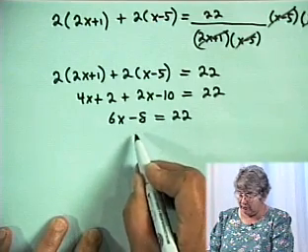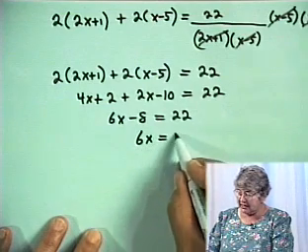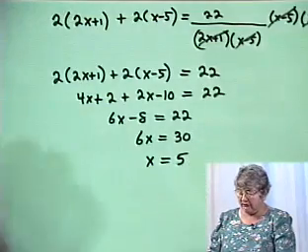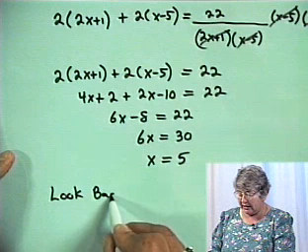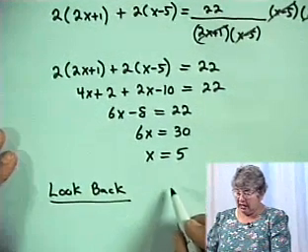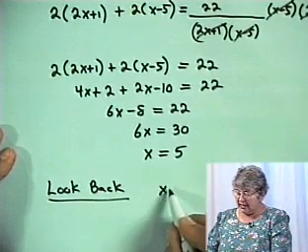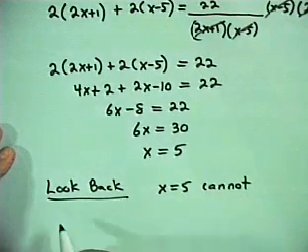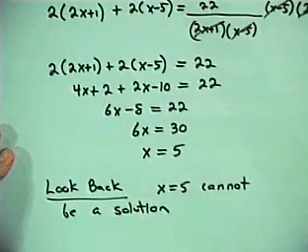Adding a positive 8 to both sides of the equation, we will have 6x equals 30. Dividing by 6, we have x equals 5. But remember, anytime you have rational expressions, look back. And if you remember, 5 is one of the numbers which was not in the domain of the problem. So x equals 5 cannot be a solution to this particular equation because it is not in the domain of the problem.